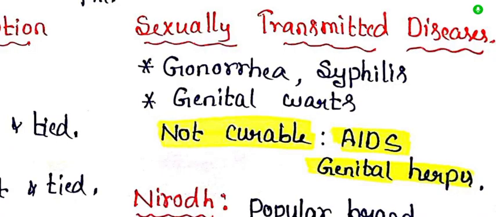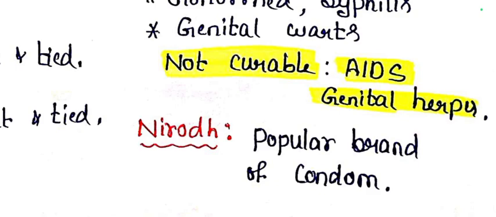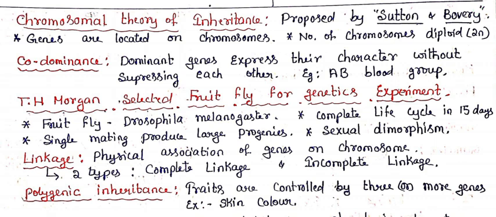Sexually transmitted diseases. Remember, among sexually transmitted diseases, gonorrhea, syphilis, genital warts, AIDS, genital herpes, and hepatitis B are the non-curable STDs, and Nirodh is a popular brand of condom. Next very important topic is the chromosomal theory of inheritance proposed by Sutton and Boveri.